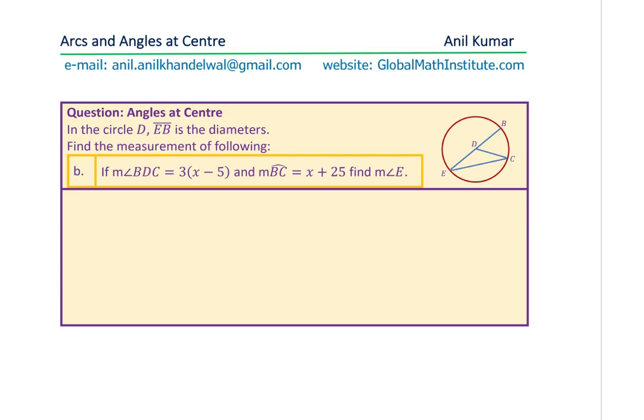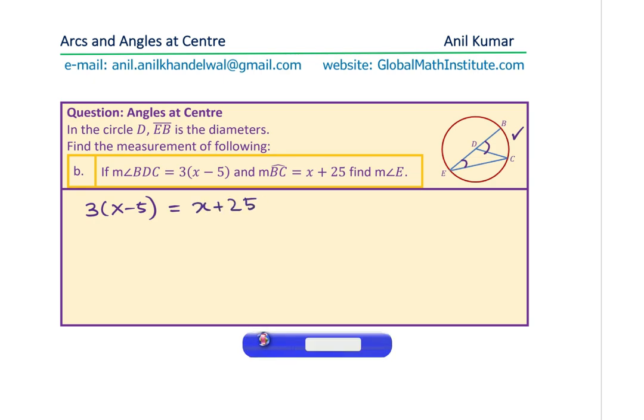It says measurement of angle BDC. So we are given this time BDC is 3 times x minus 5, and we are also given measurement of arc BC, which is x plus 25. We need to find the angle E. So that is how we have to relate them. So we know in this particular case that 3 times x minus 5 should be equal to x plus 25.